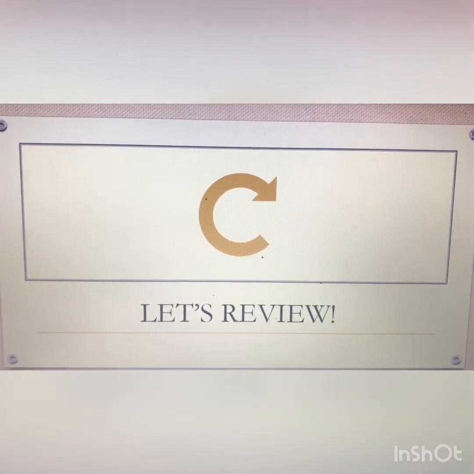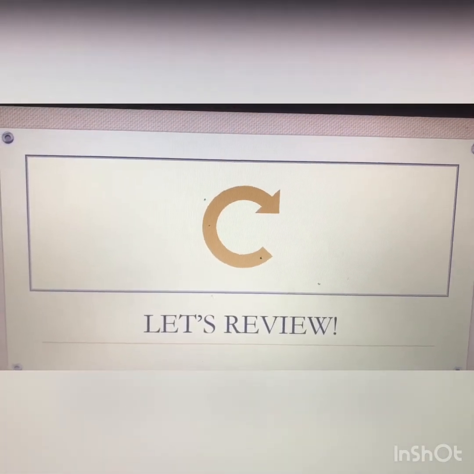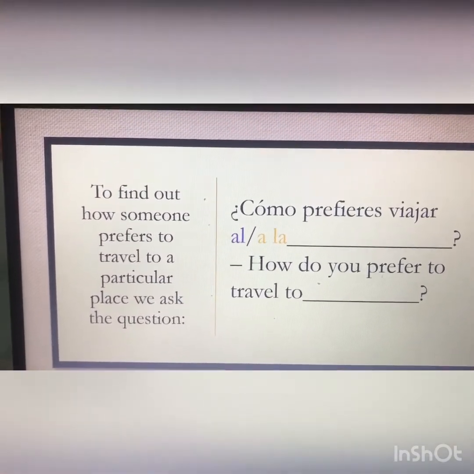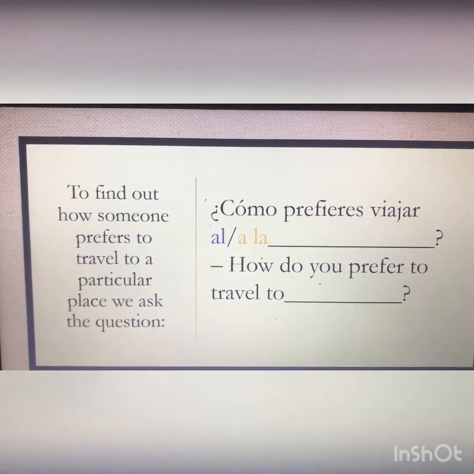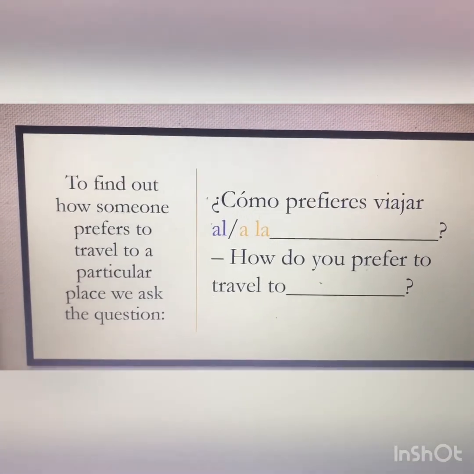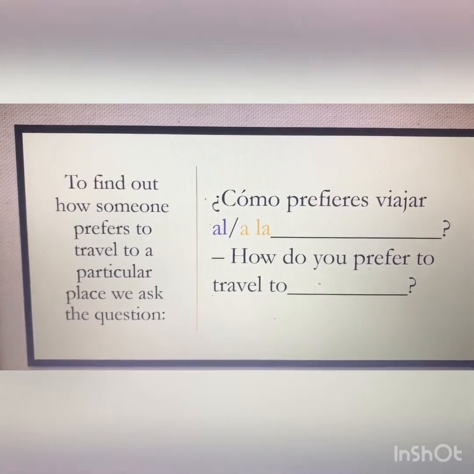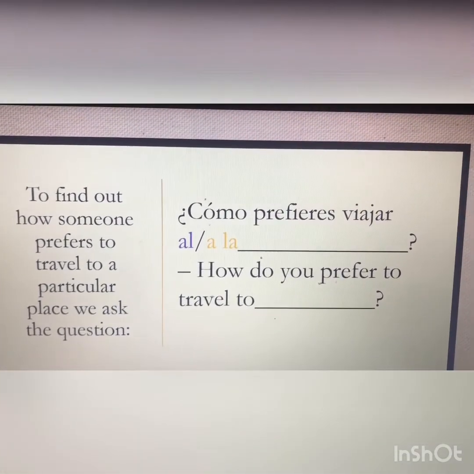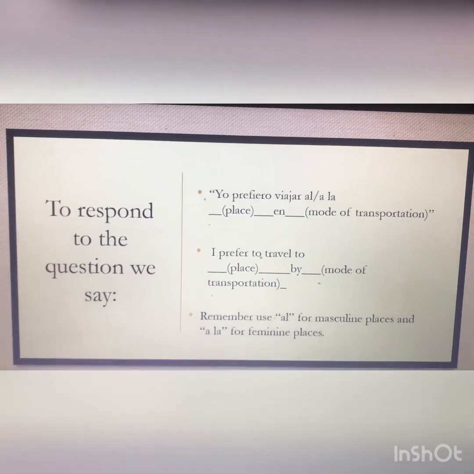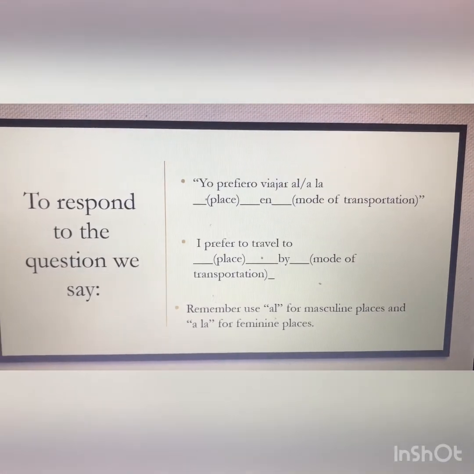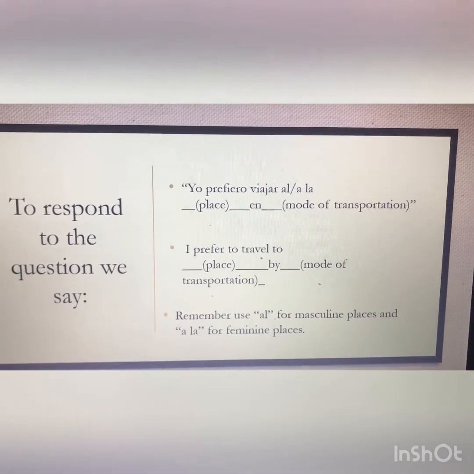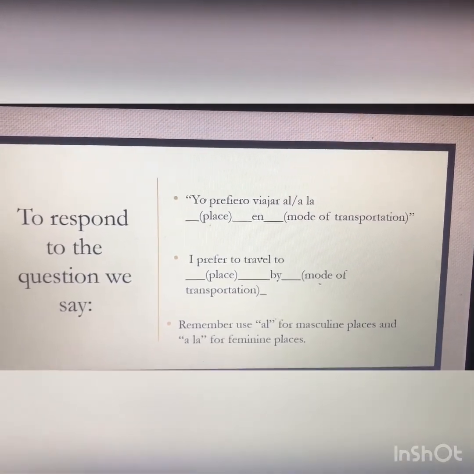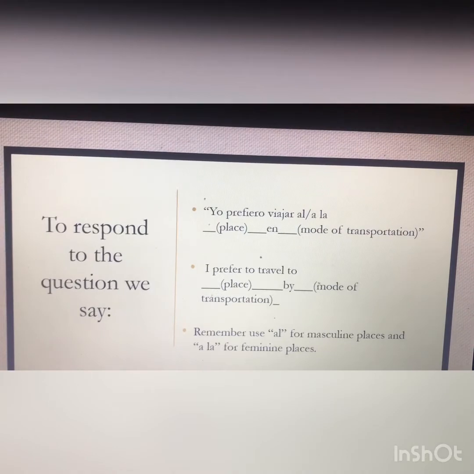So vamos a repasar. Let's review. To find out how someone prefers to travel to a particular place, we simply say, ¿Cómo prefieres viajar al, if the place is masculine, or ¿Cómo prefieres viajar a la, if the place is feminine? Now, para responder, you simply say, Yo prefiero viajar al, if the place is masculine, or Yo prefiero viajar a la, if the place is feminine.